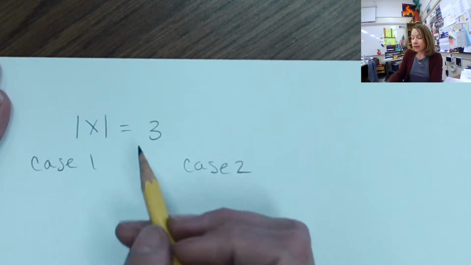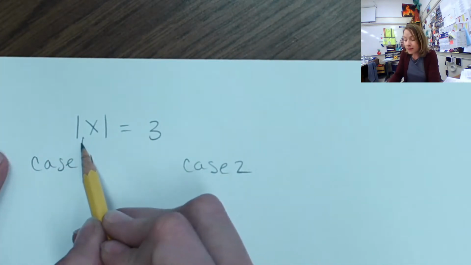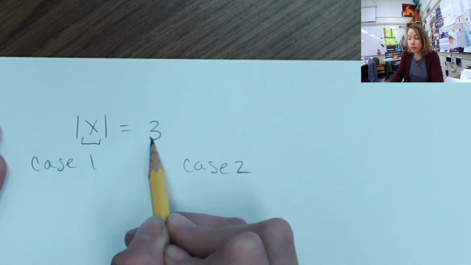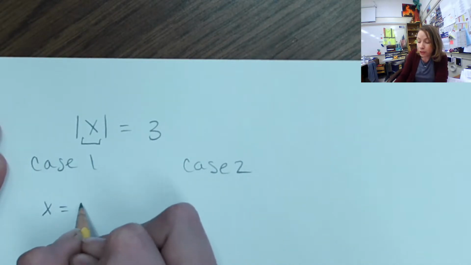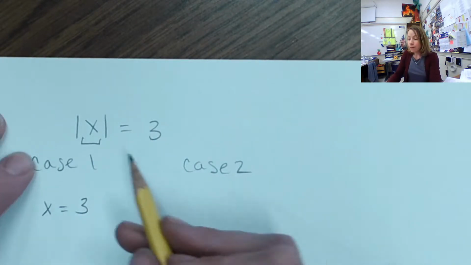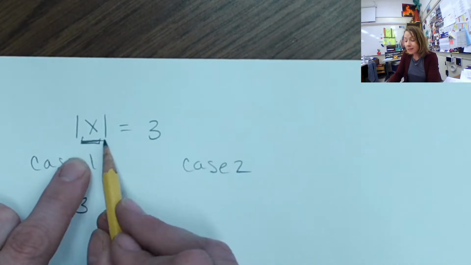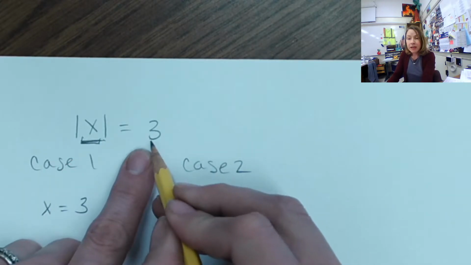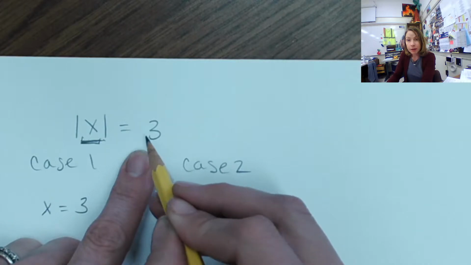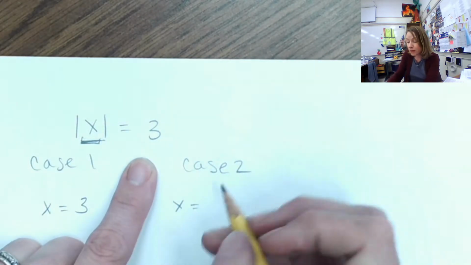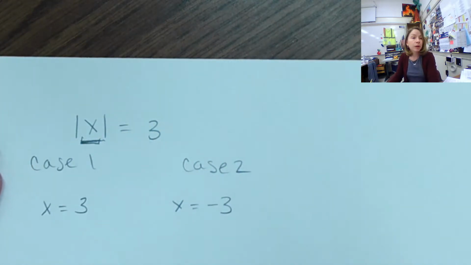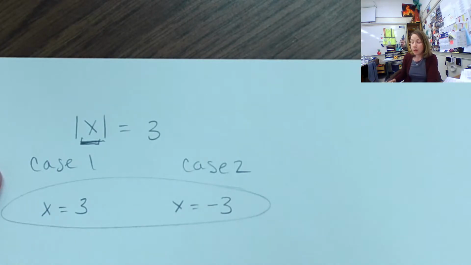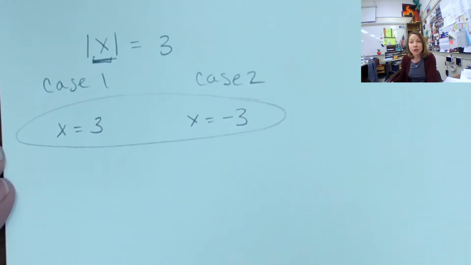So when I look at this, I say, okay, this stuff that's inside could be equal to 3. So I know that for my first case, x could equal 3. For my second case, the stuff that's inside here could be equal to the opposite of this 3, so that 3 becomes a negative. This one is a pretty simple one to solve. I don't have anything to do after this. I just get my same 2 answers using this idea of a case 1 and a case 2.